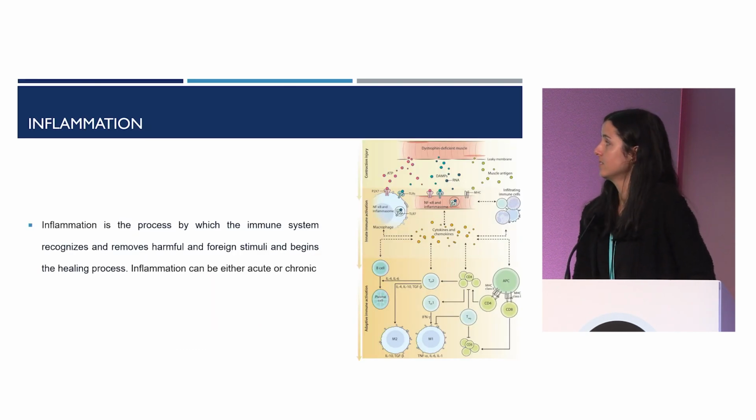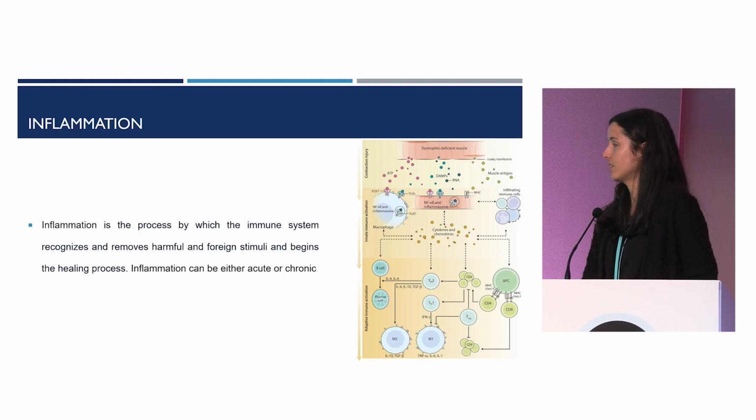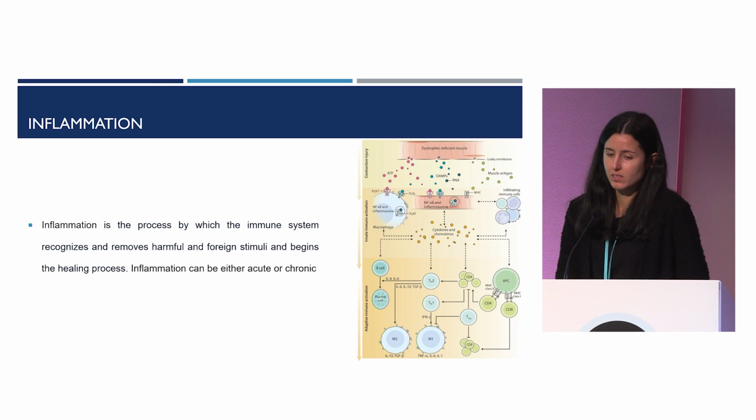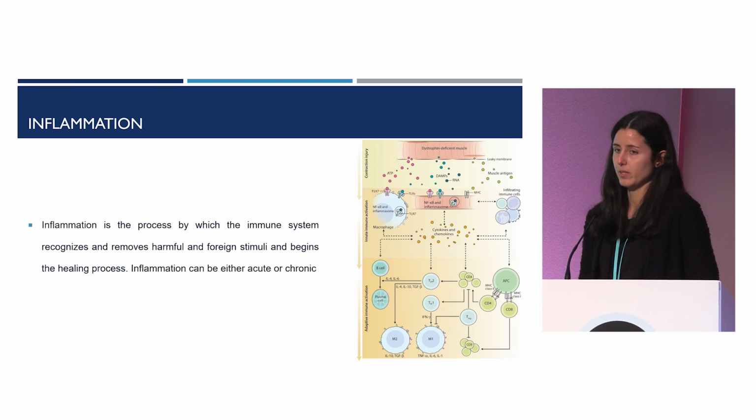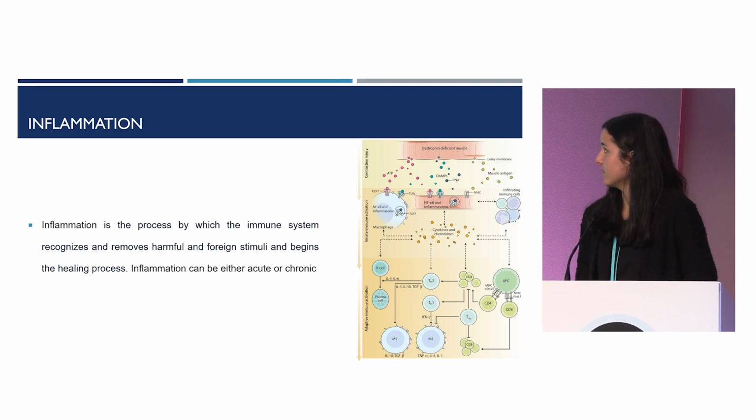So what is inflammation? Inflammation is described as the process by which our immune system recognizes and removes harmful and foreign stimuli and begins the healing process. In normal situations, inflammation is an acute response to something that is foreign to the body. However, in Duchenne, we know that this is a chronic state. And what you can see in that graph is different cells trying to recognize the harmful and foreign stimuli and attack them.